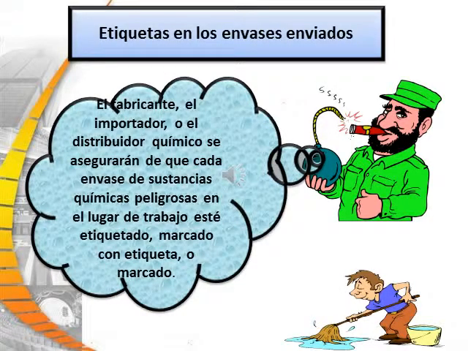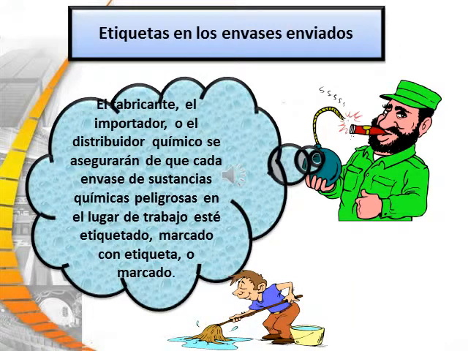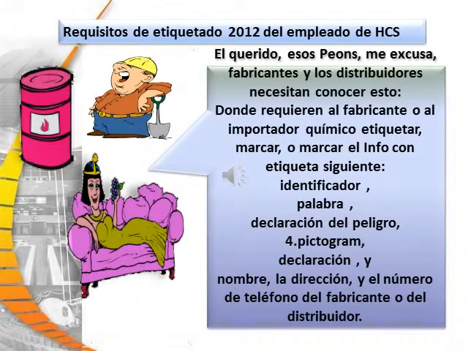Labels on shipped containers. The chemical manufacturer, importer, or distributor shall ensure that each container of hazardous chemicals in the workplace is labeled, tagged, and marked. Manufacturers and distributors need to know this. Where the chemical manufacturer or importer is required to label, tag, or mark, the following information is required: product identifier, signal word, hazard statement, pictographs, precautionary statement, and the name, address, and telephone number of the manufacturer or distributor.